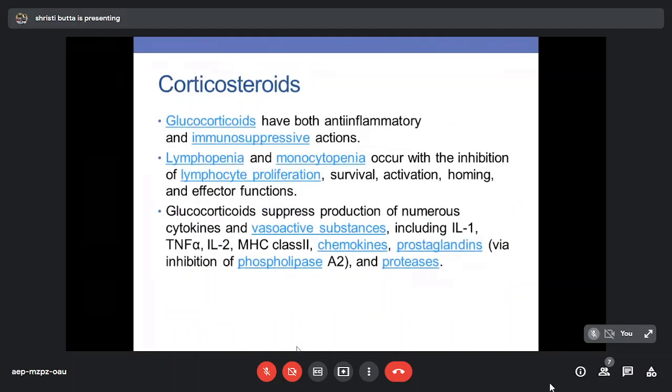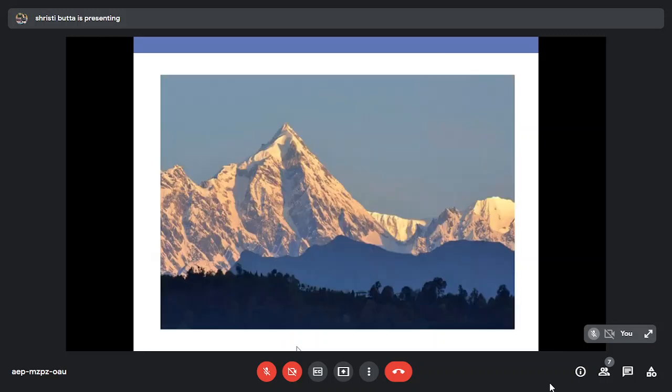Now coming to glucocorticoids or corticosteroids, they have an anti-inflammatory or immunosuppressive effect. As we all know, they suppress the production of numerous cytokines and vasoactive substances, including interleukin-1, TNF-alpha, interleukin-2, MHC class 2, chemokines, and prostaglandins. So lots and lots of chemokines and cytokines and receptors and everything.